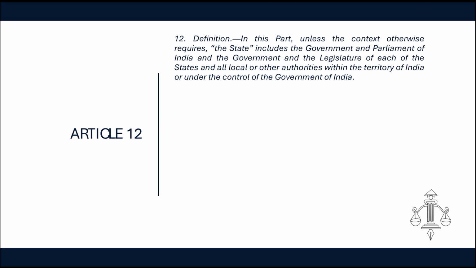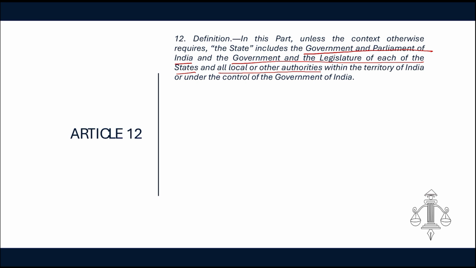In this part, unless the context otherwise requires, the state includes the government and the Parliament of India, the government and the legislature of each of the states, all local or other authorities. Right? So, let us understand what Article 12 tells us about. Let us break it into elements.